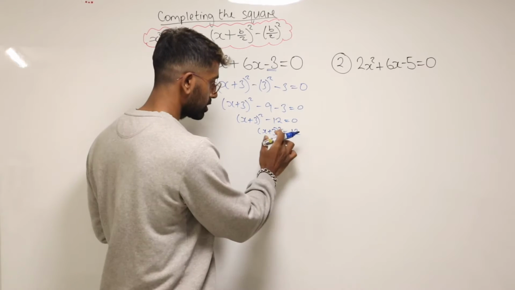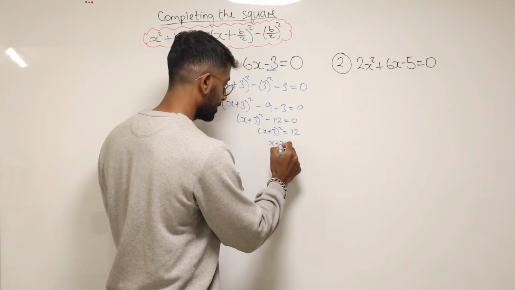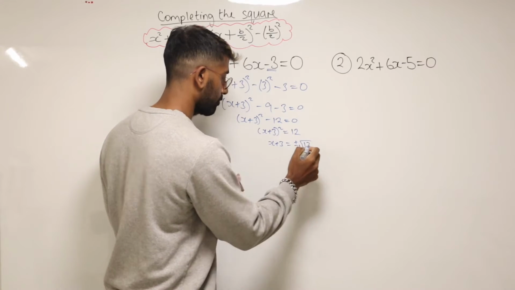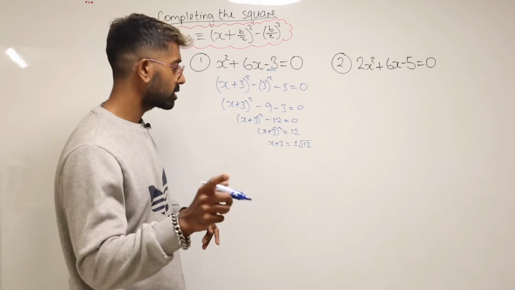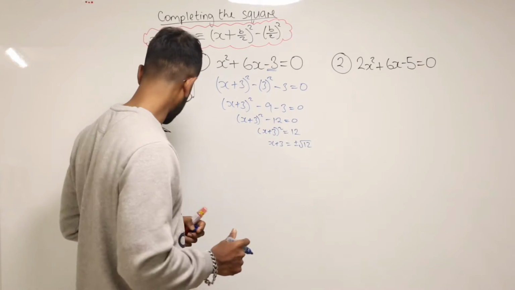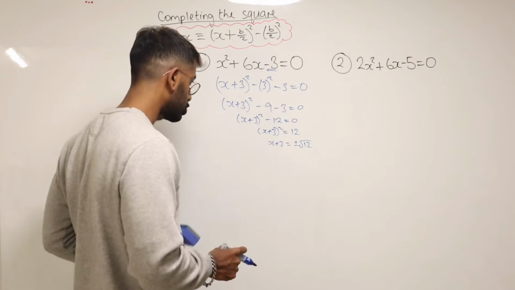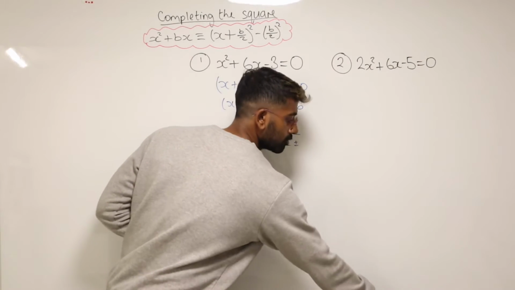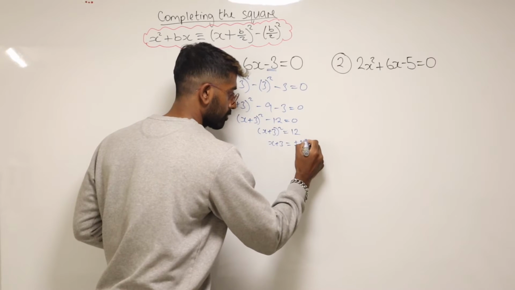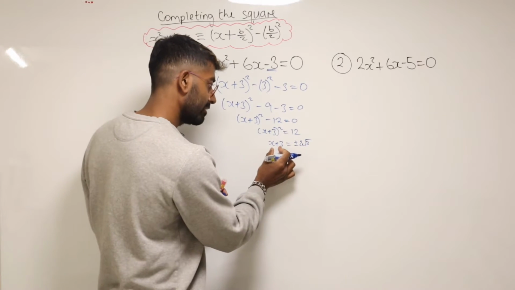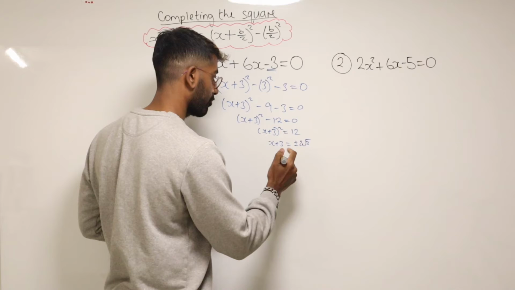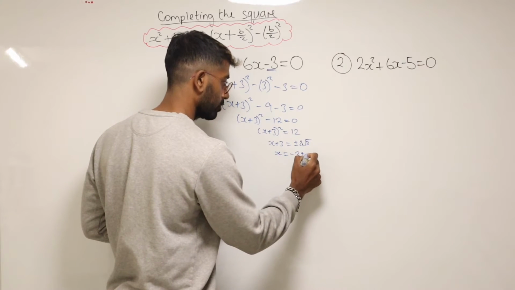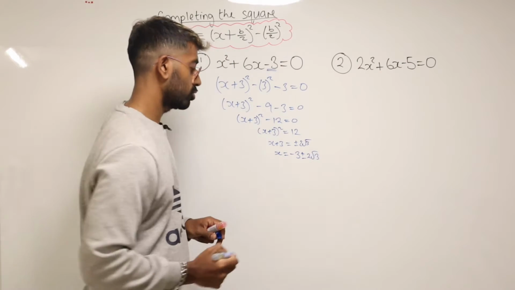Next thing we could do is square root. So we'll have x plus 3 is equal to plus or minus square root of 12. I think square root of 12 actually simplifies. If you hit that into your calculator real quickly, I think that should be 2 root 3. So let's actually write it as 2 square root 3. And then finally what we'll do is just take the 3 over as well. So we'll have x is equal to minus 3 plus or minus 2 root 3.